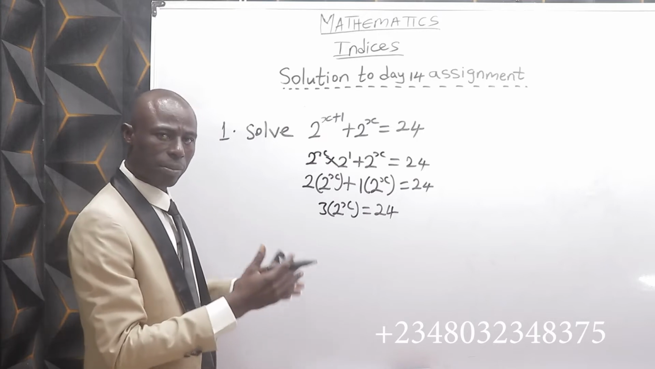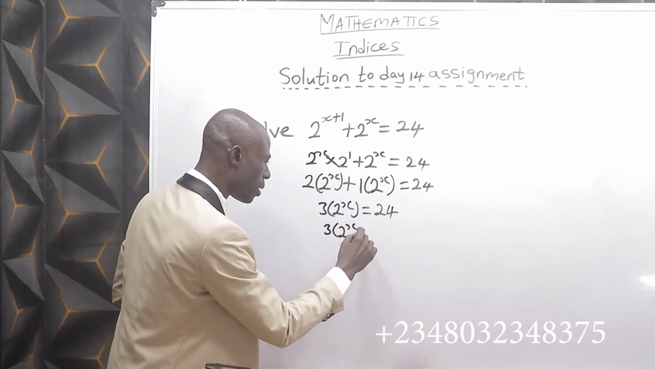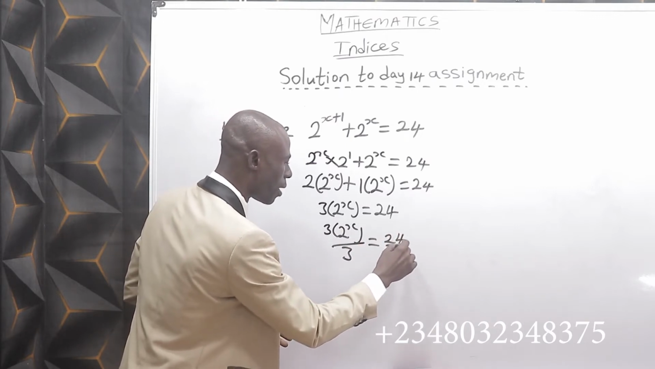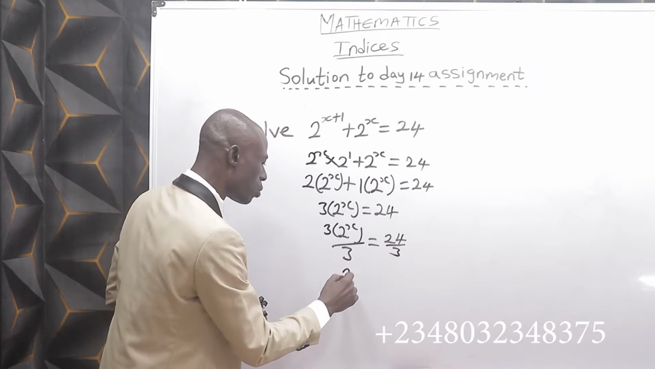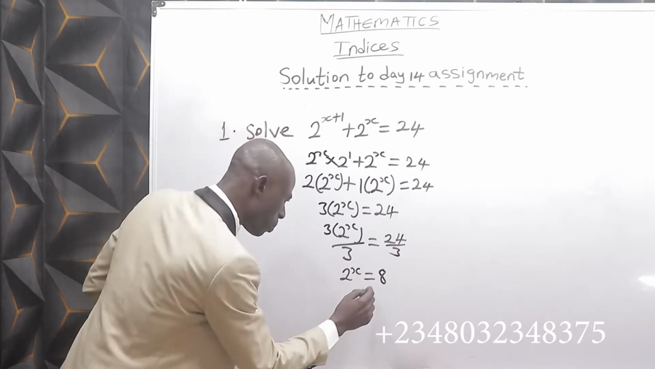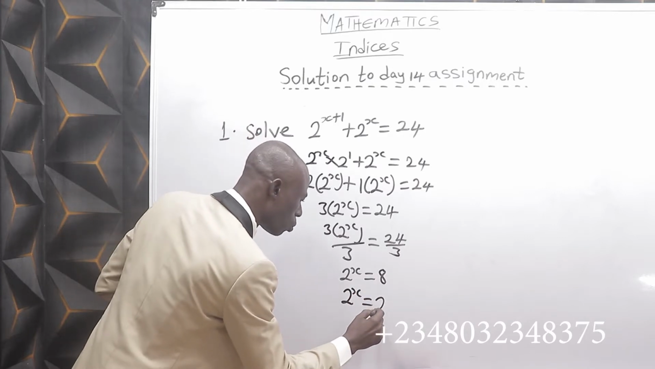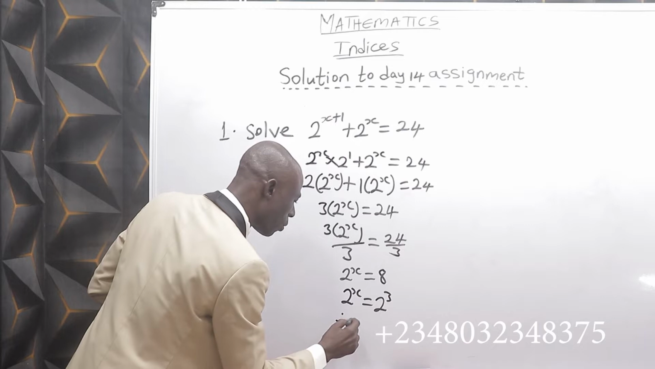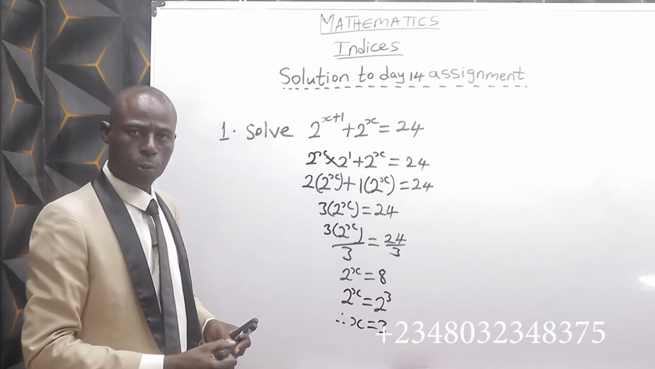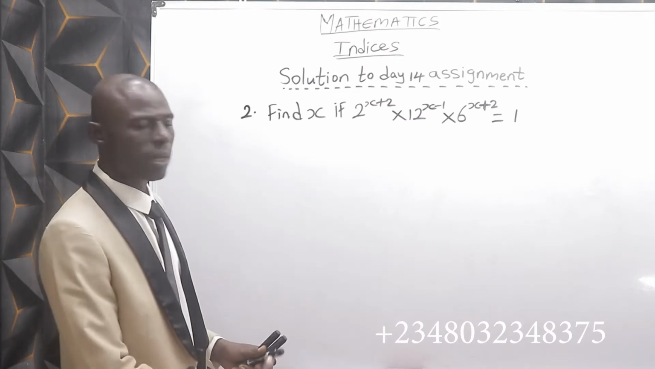Dividing both sides by 3, we have 3 into 2 raised to power x divided by 3 equals 24 divided by 3. So this gives 2 raised to power x equals 8. You express 8 in index form as 2 raised to power x equals 2 raised to power 3. Therefore, x is equal to 3. I hope you understand. Here is question number 2 of the assignment.